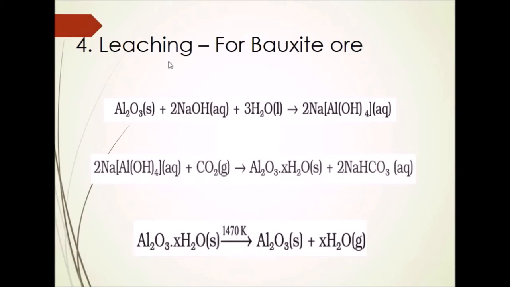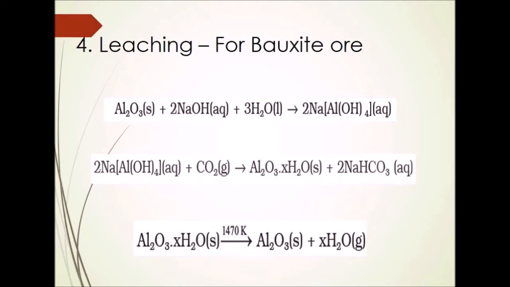This process of leaching is better explained by considering bauxite ore as an example. The process of leaching bauxite ore is called Bayer's process. At the end of the process, we obtain pure alumina. The bauxite ore usually contains impurities of iron, silica, and titanium oxide.